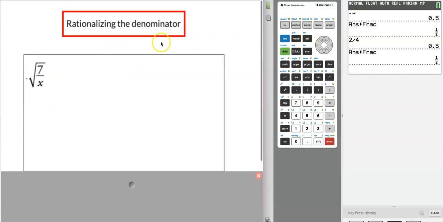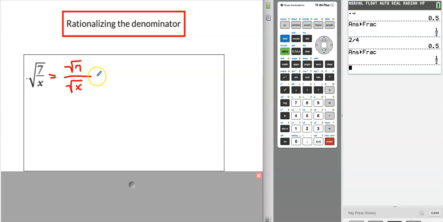Let's look at another example. All right, so here we have the square root of 7 divided by x over the square root of 7 divided by x. So I can rewrite this as just the square root of 7 over the square root of x. All right, so now remember we said that we have to get rid of the radical in the denominator. How do we do that? And by the way, we call that rationalizing the denominator.